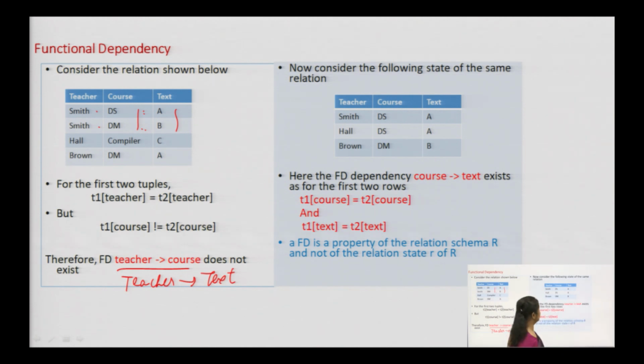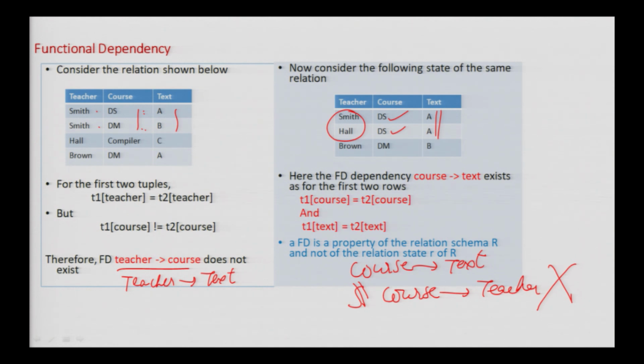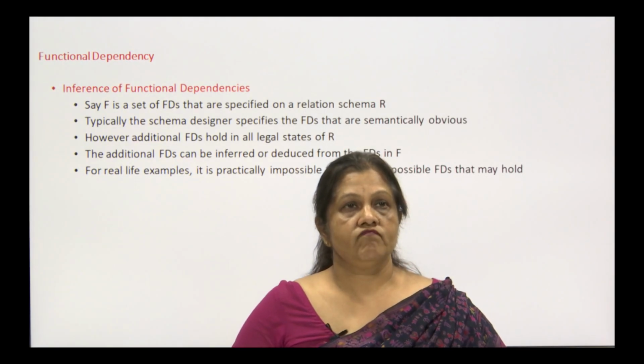But now let us look at this case. We have DS as course, DS as course, and over here A in both the tuples. So, the functional dependency course to text exists, but the functional dependency course to teacher does not. Why? Because now the name of the teacher is different in the different tuples. So, course to teacher does not exist. So, this is what a functional dependency is.